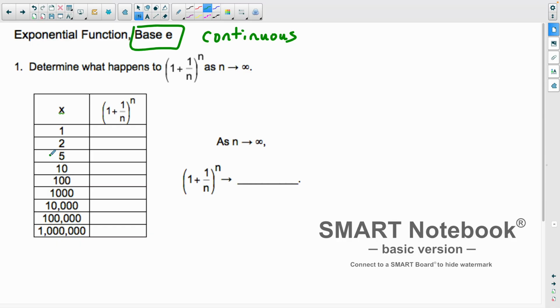And I want to look and see what this is doing as we're doing it. Okay? So I'm going to help you put that in the calculator. So grab your calculator real quick.